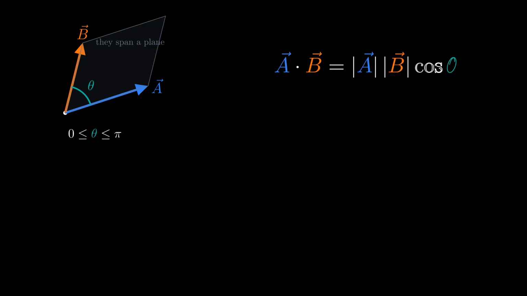Start with two vectors, call them A and B. Any two non-collinear vectors define a plane, so draw both from a common origin and let theta be the angle between them. Theta runs from 0 to pi. The scalar product, written A dot B, is defined as the magnitude of A times the magnitude of B times the cosine of theta. Whatever the two vectors are, the output is a single scalar number, no direction attached.